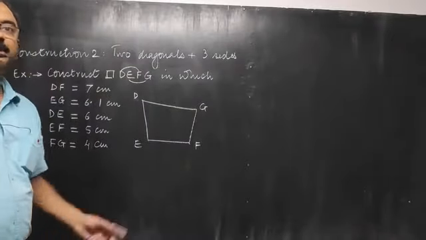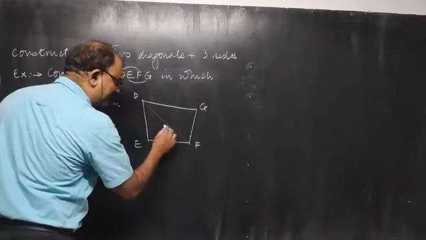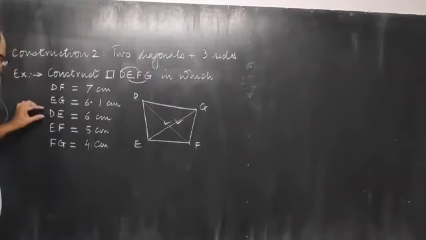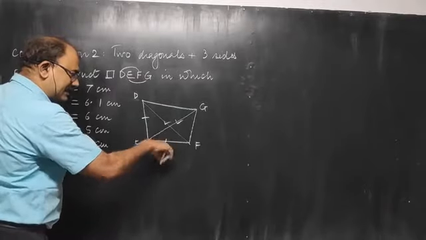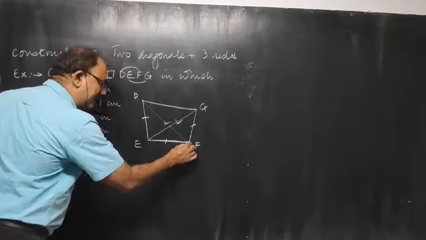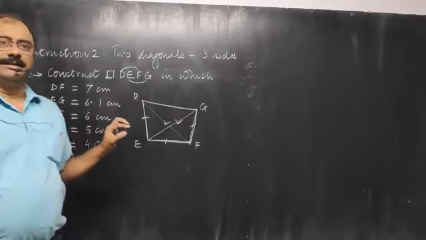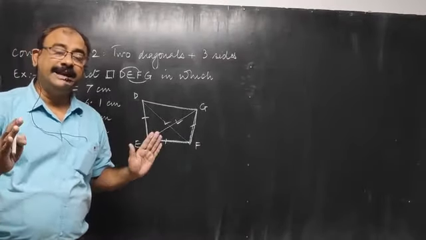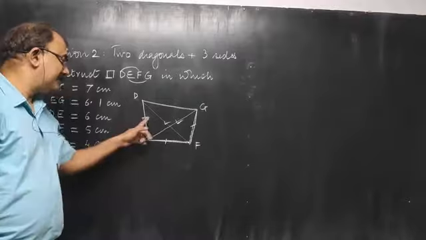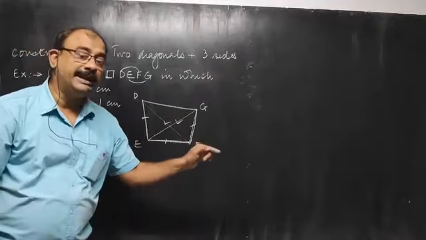Let me mark the three given sides and the diagonals. This is one diagonal, given to you, and this is another diagonal, also given to you. And the three sides are DE, this side, this side, and this side, all given. This side lies between the two given sides. Out of the three sides, the side which lies in the middle of the other given sides should be taken as the base.